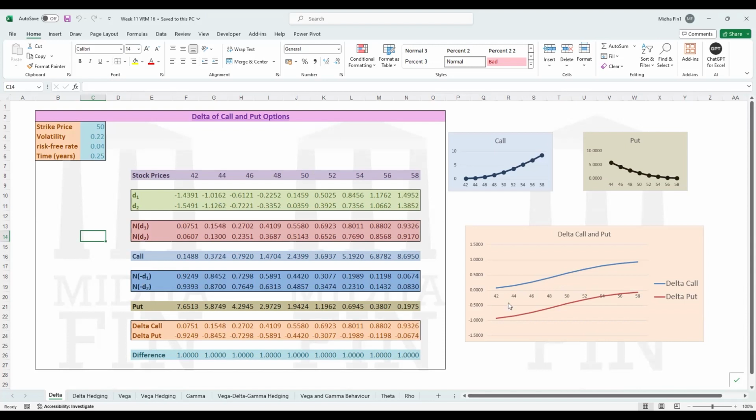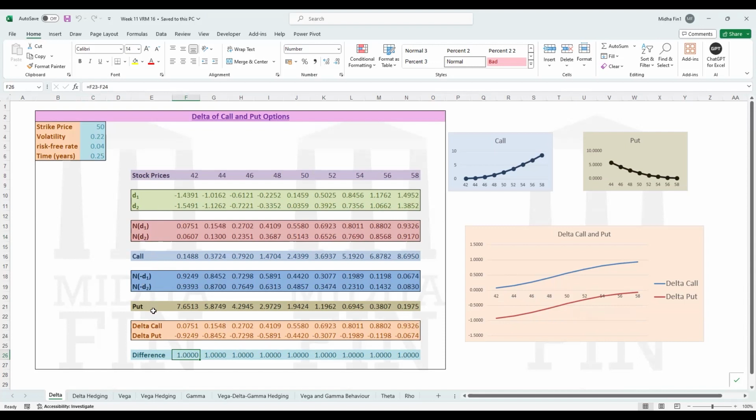And always remember, at any point of time, the difference between the delta call and delta put with the same specifications, I'm saying again, same specifications, is 1. There will always be a difference of 1. Here you see, I have calculated the difference at the bottom line. It says 1 at all points. And this is the difference of delta call minus delta put.